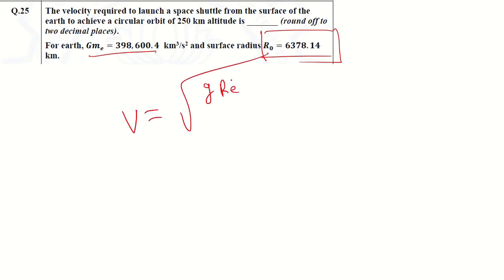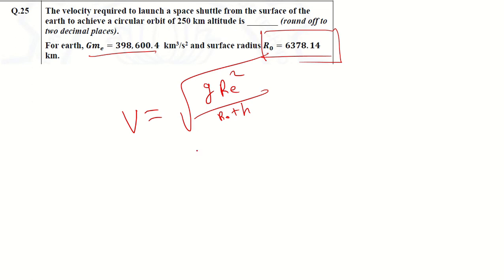Next question is, the velocity required to launch a space shuttle from the surface of the Earth to achieve a circular orbit of 250 km altitude. The GM is given and the surface Earth radius is given. So velocity is equal to under root G R square divided by RE plus H. This is the formula.